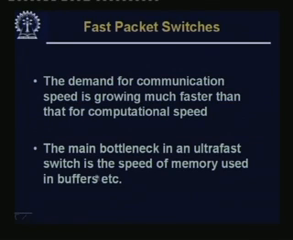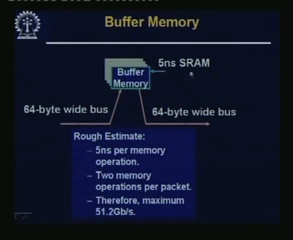The main bottleneck in an ultra fast switch is the speed of memory used in buffers, etc. For example, suppose you have a 5 nanosecond SRAM, static RAM, which is the faster kind of RAM rather than DRAM, and you have a 64 byte wide bus. So you have 5 nanoseconds per memory operation, that is your memory speed. 2 memory operations per packet, you have to write it and you have to read it, so that makes it 10 nanoseconds. And 64 bytes means 64 into 8, 512 bits. So 512 bits you are handling in 10 nanoseconds, which comes to 51.2 gigabits per second.